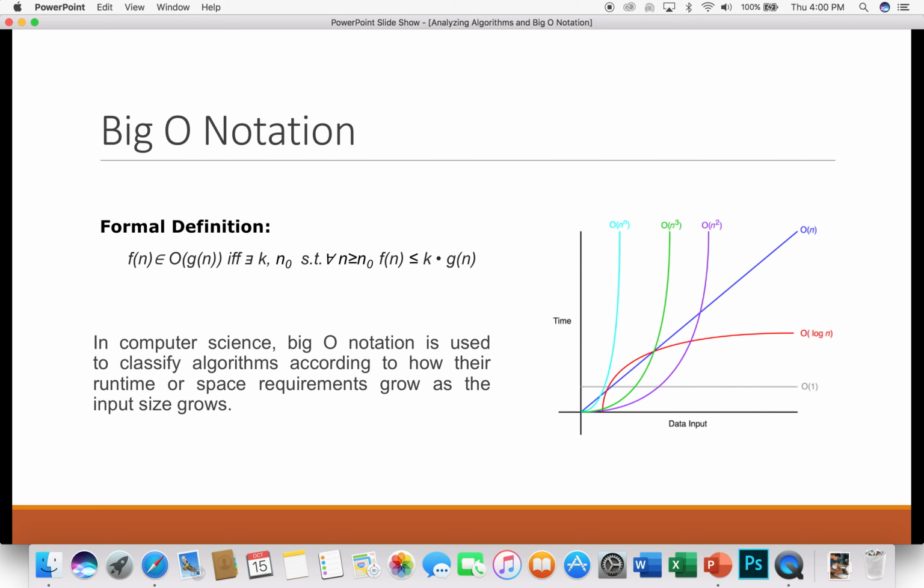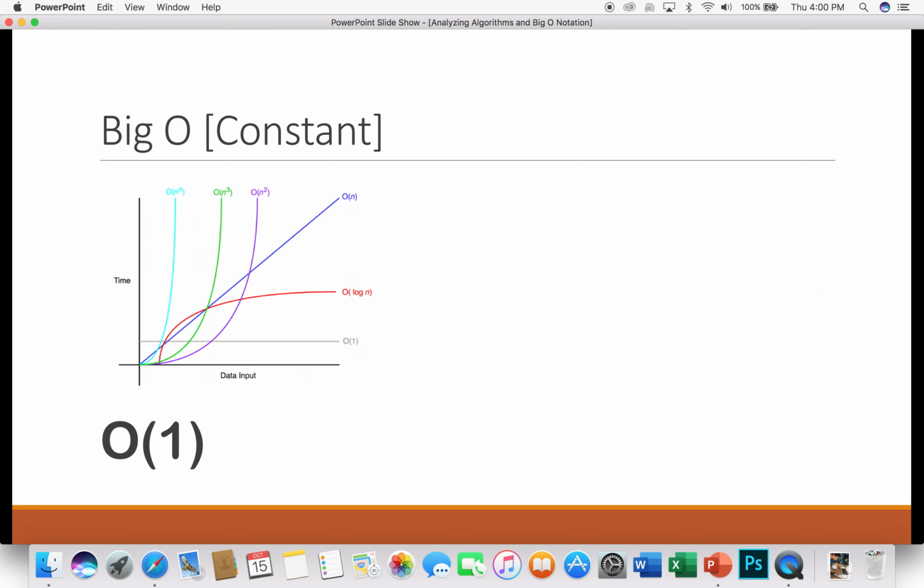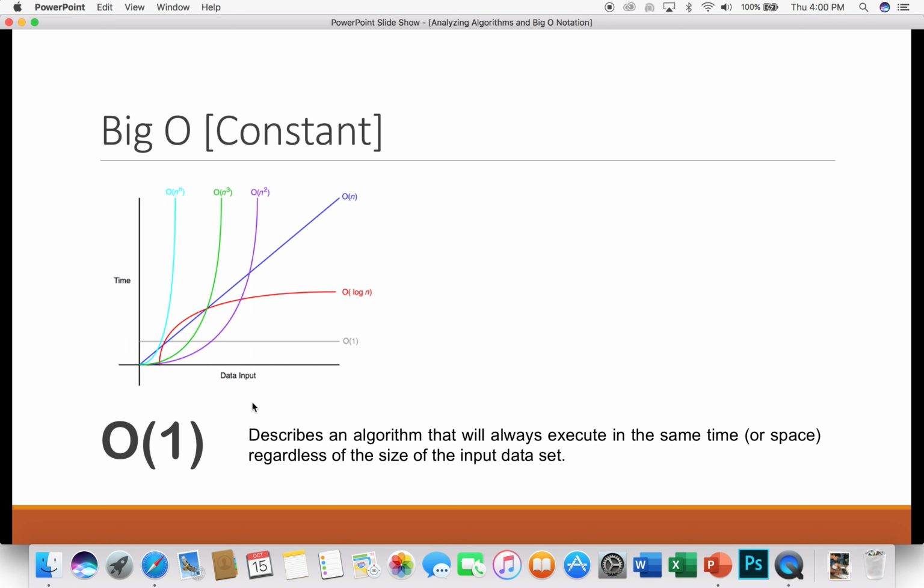Isa-isahin natin ngayon yung mga big O notation natin. We start with the big O constant, yung O of 1. Ito siya, yung diretsong line. When we say O of 1, describes an algorithm that will always execute in the same time or space regardless of the size of the input data set.